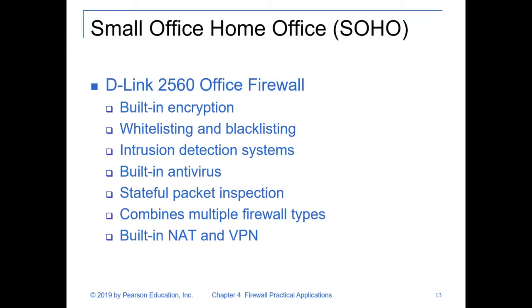The D-Link 2560 Office Firewall. This is one that's going to be easy to configure, has a web-based interface. It may be a little bit more expensive than the others we've already discussed. It can cost several $1,000s. This is not a single machine firewall solution. Okay, this is a solution that's going to be on your gateway and it's used to protect your entire network.